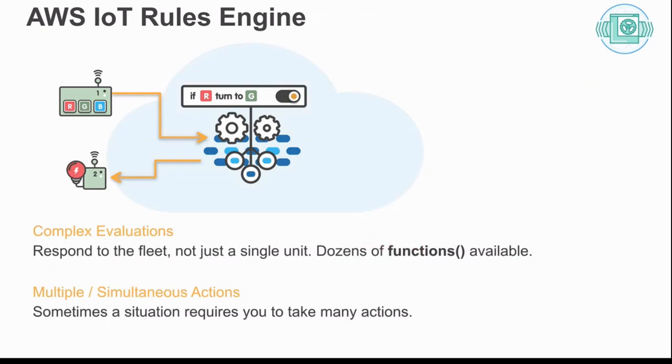So just wrapping up on native rules engine actions. This allows you to perform complex evaluations responding to a fleet of things rather than just single units. And those built-in functions, of which there are dozens available, make that a whole lot easier to do without having to run significant back-end infrastructure in your own right. You can also perform multiple or simultaneous actions by routing messages to multiple service endpoints.